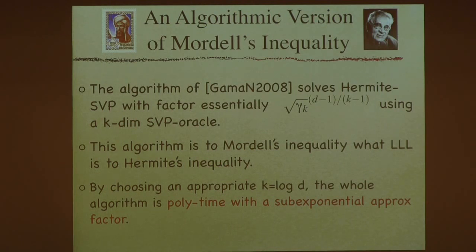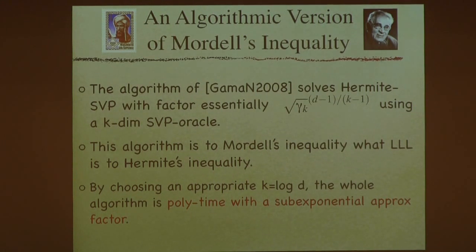So this is the recap. You can solve this Hermite SVP problem with this factor using a k-dimensional oracle. And now, using known routines for this oracle, you can get a polynomial time algorithm with a sub-exponential approximation factor by plugging in your best exact algorithm here. So this is just a snapshot of lattice algorithms. There are many more. An hour and a half would definitely not be enough to cover all of them, but I hope I gave you a taste of what it looks like.